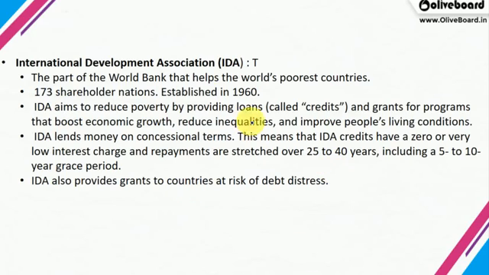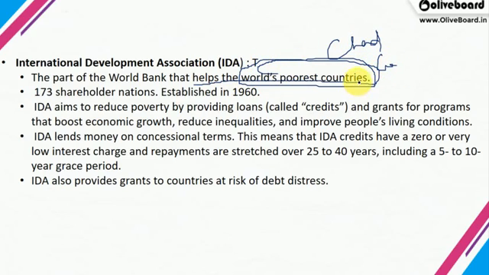Now IDA, there is one difference between IDA and IBRD, which is the most important and the only important point. It gives loans to the world's poorest countries, like Chad, Cote d'Ivoire, like Syria, we can say. It has 173 members. IBRD has 189, World Bank has a total of 189, but IDA in itself has 173 members, and it was established in 1960.